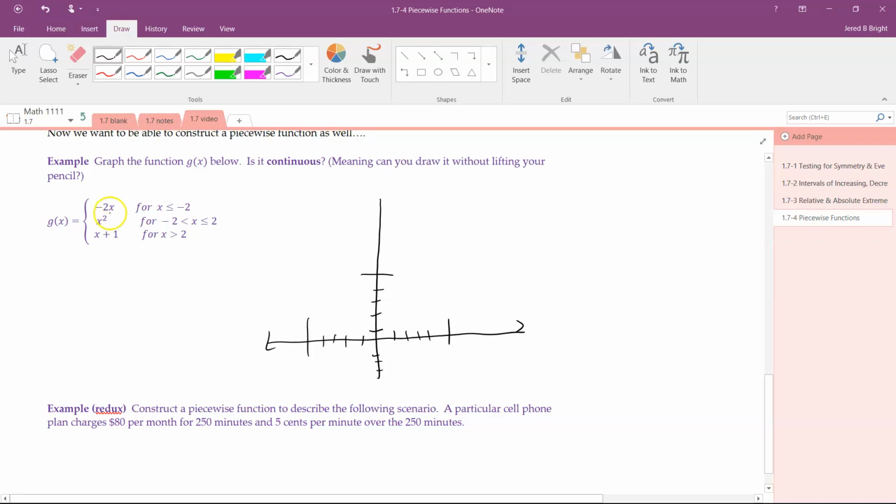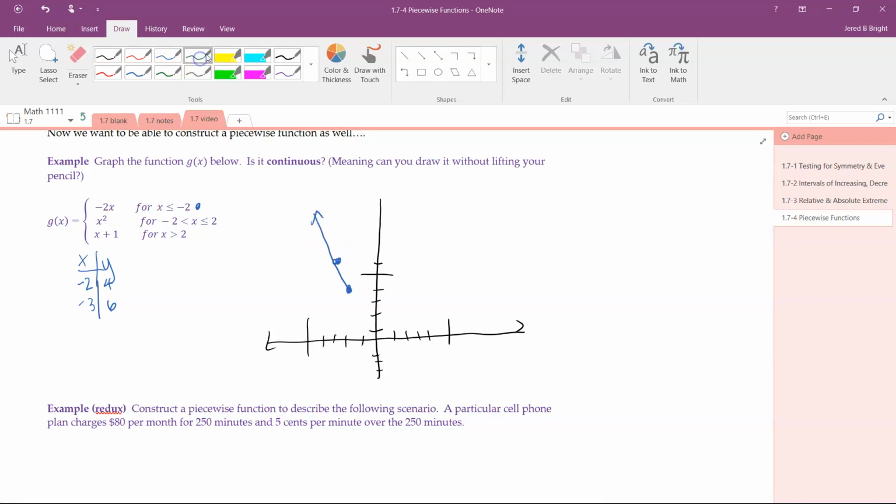Okay, so to graph this first piece, I need to take some points in this region. If you needed to make an XY table for the first piece, you could do, okay, so -2 is in the domain, as is -3, and you could punch these in, 4 and 6. I'm going to plot this in green. So at -2, I have 4, and I have a closed dot there because I have inclusion. And at -3, I have 6. This is a line, so I just need something like that.